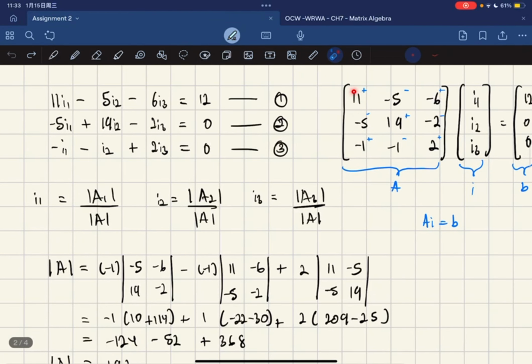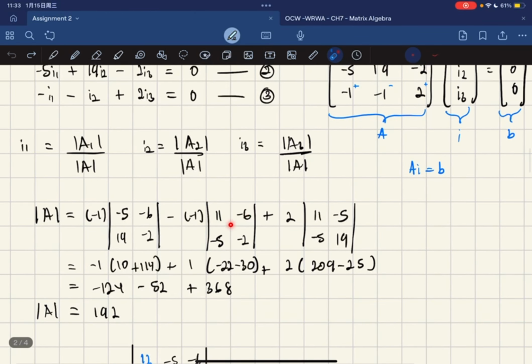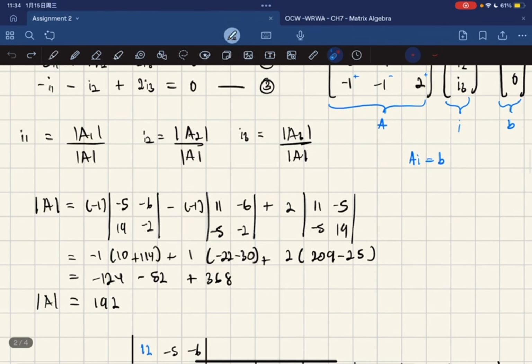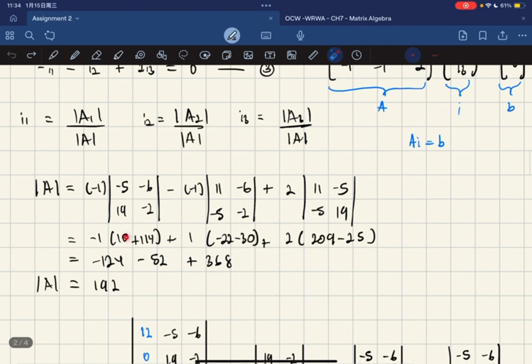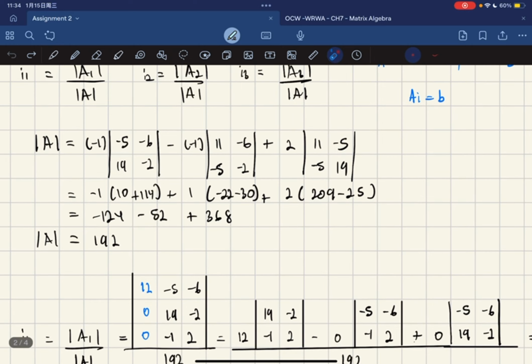So column 1 and row 1 will be covered, leaving us with the matrix -5, -6, 19, and 2. And the same will be done for the other 2 elements as well. So by expanding this matrix, AD minus BC, we get 10 plus 1, 1, 4. Repeat the same steps for the other 2 matrices as well. Then our final determinant will be equal to 192.